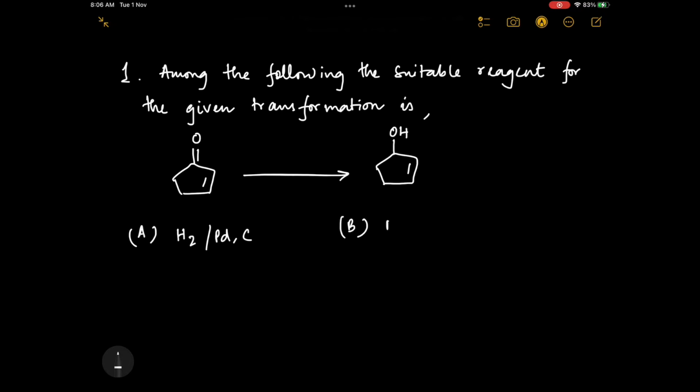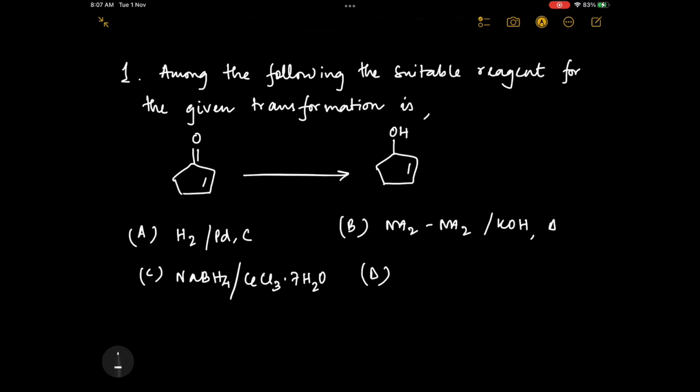This is the GATE 2021 marks question solutions of the organic chemistry part. So let us see the first question. They have given us a transformation and they're asking us for the suitable reagent for it. Here are the options that have been given in the question paper.